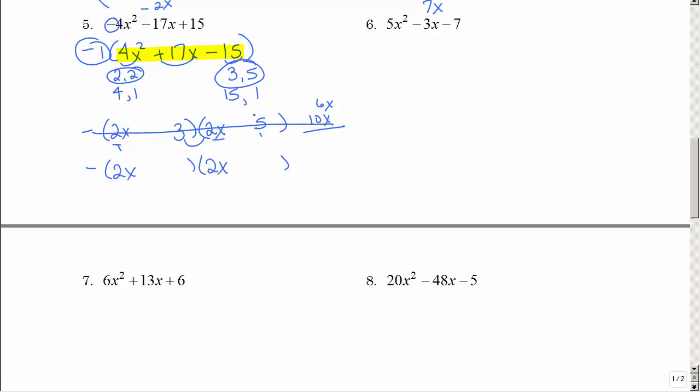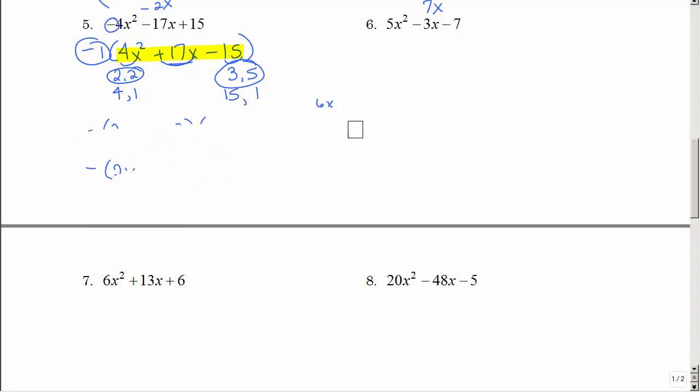How about 15 and 1? Well, if I put 15 and 1, what's going to happen when I multiply that together? I'm going to get 30x. That's just too big, because that's only going to be 2x. That's not going to give me 17. So, I don't think I've tried every combination with the 2 and the 2.